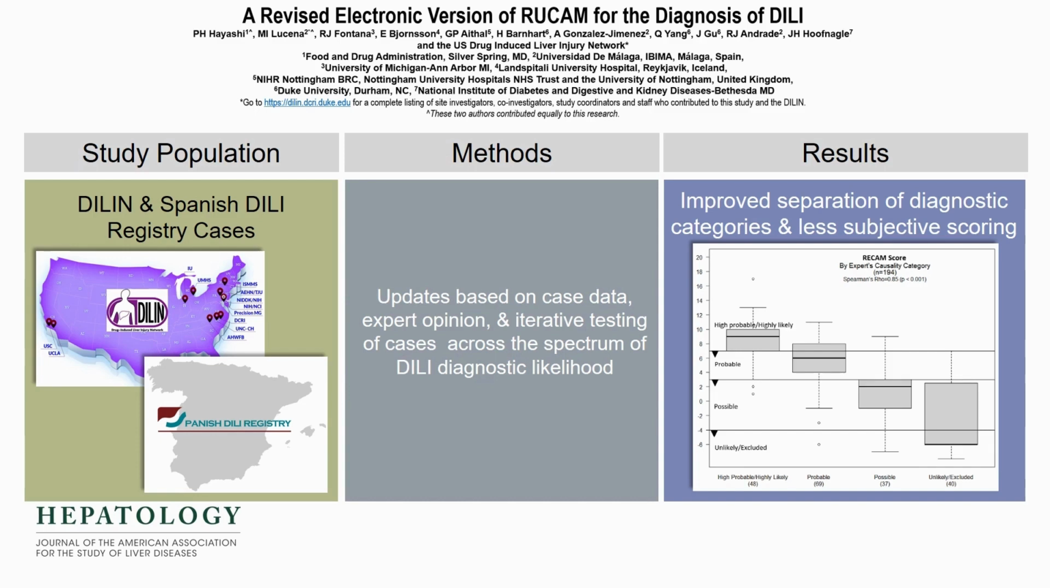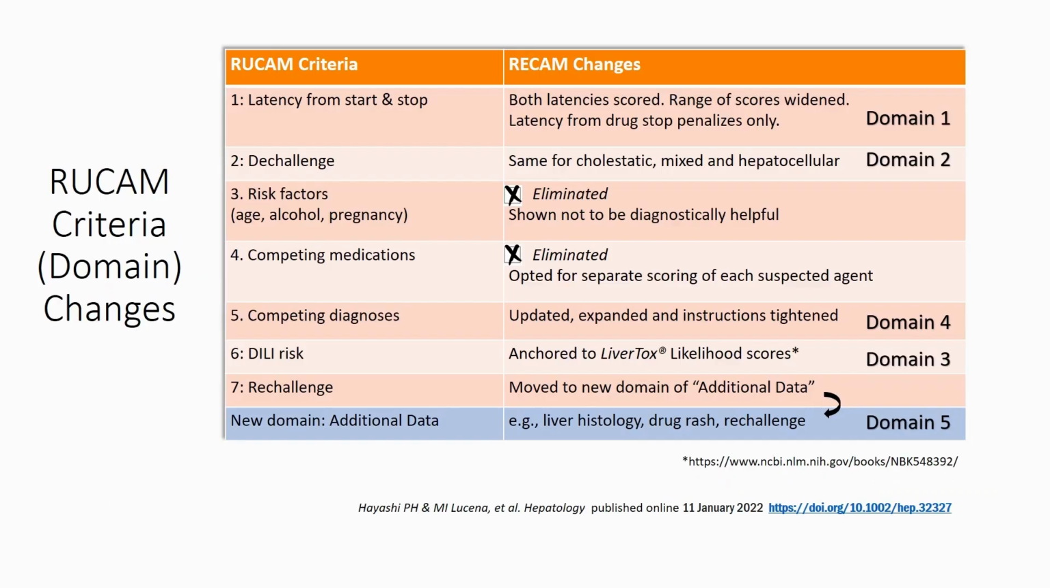And here is a snapshot, by box plot, of how it compared to expert opinion in the two registries. And I'll show this slide again in a minute. So, the bottom line on top about what happened to the RUCAM as the RECAM was developed: the RUCAM criteria on the left and the RECAM changes on the right. Right off the bat, you'll see that there are 7 RUCAM criteria, but now only 5 in what we call domains. And even the 5th domain is considered additional data or optional.